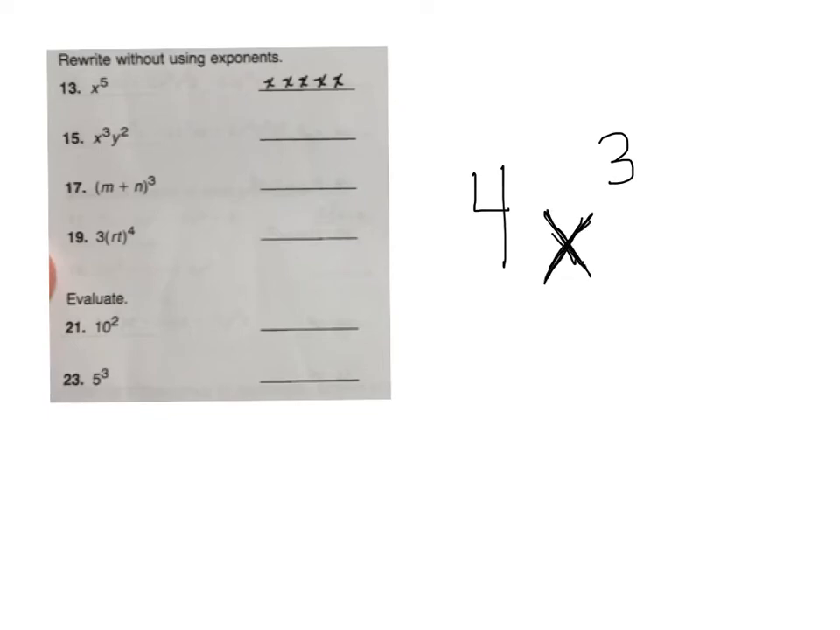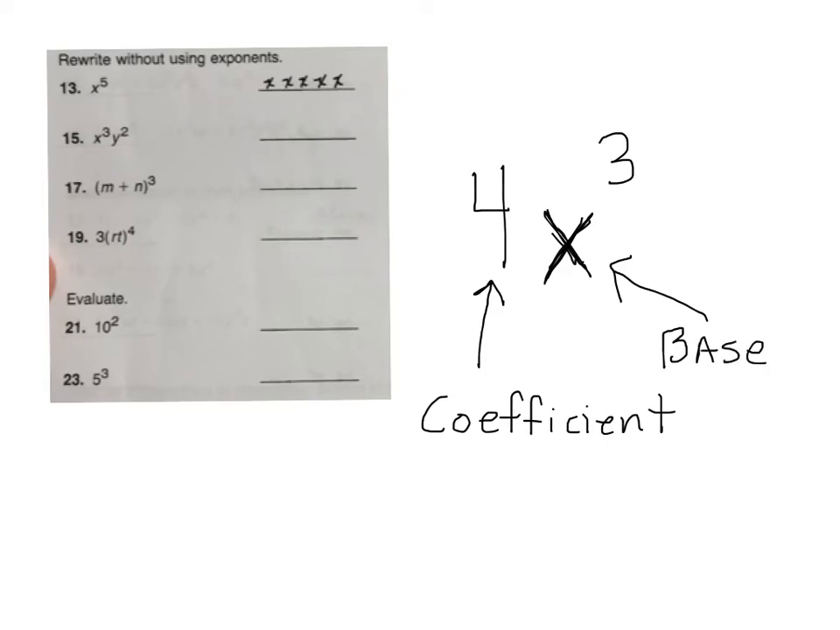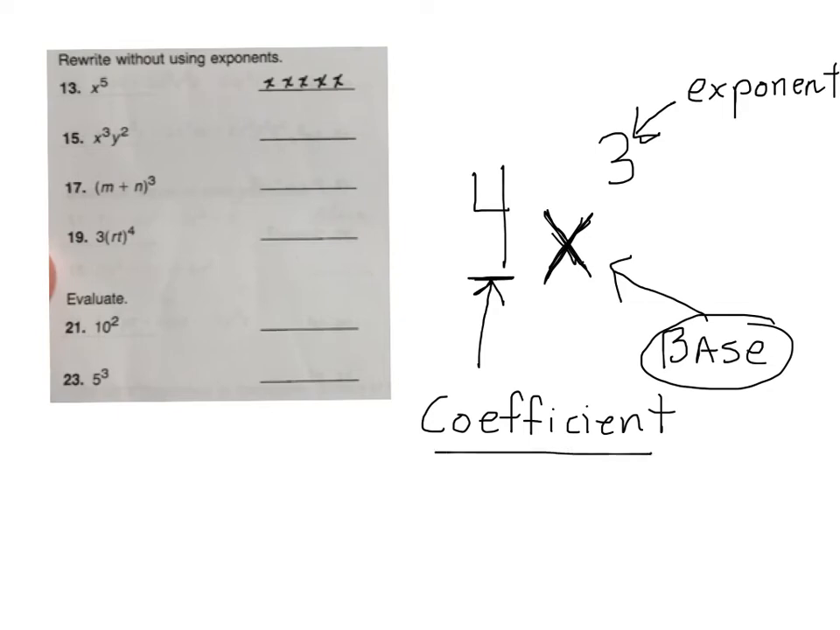4x to the third. Now, this 4 right here is called the coefficient. Okay? The x is called the variable, but we also call it the what? Can you say base? Everybody say base. Base. It's all about that base, isn't it? And then the cubed right here is called the what? Exponent. So the coefficient is the number in front of the variable. The variable here we call the base. And then the power it's being raised to is called the exponent, right?